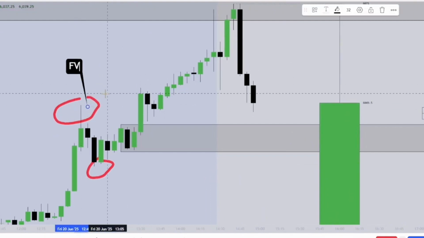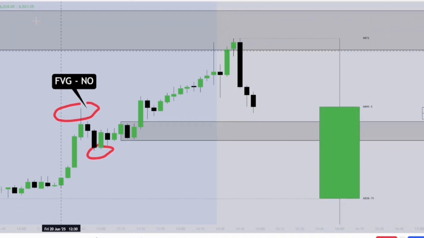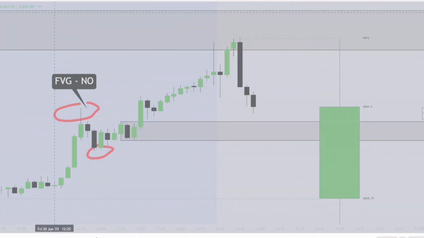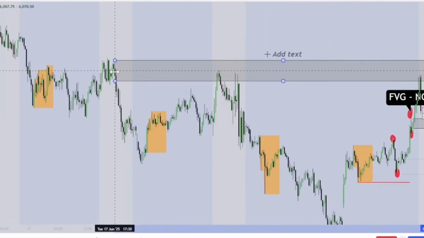So here, there's no clear fair value gap. That's the first thing. We haven't tapped into a fair value gap. And just to give people some context on which fair value gap I'm speaking about, if you go to ES on the 15-minute time frame, and you go all the way back, we actually had this key level.